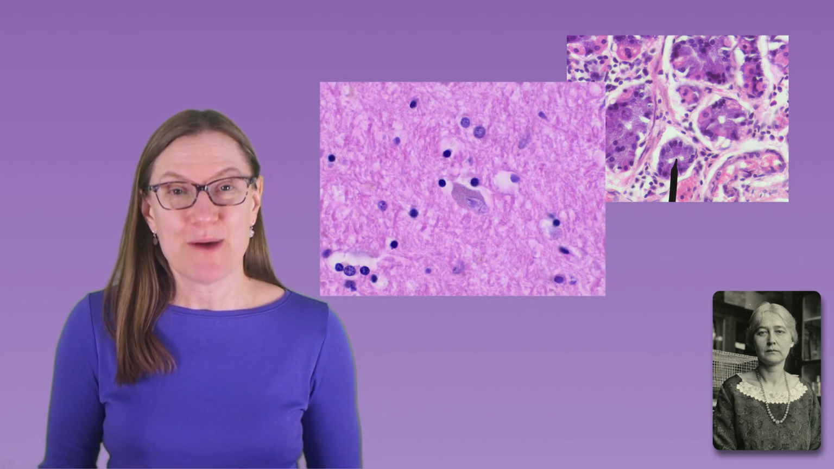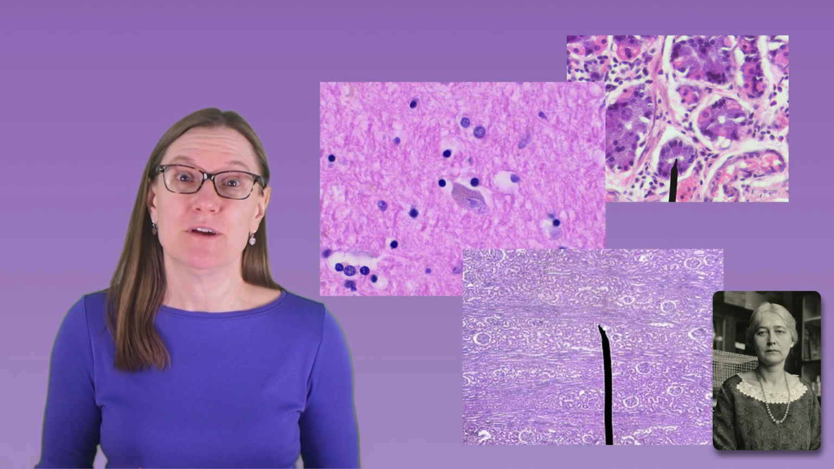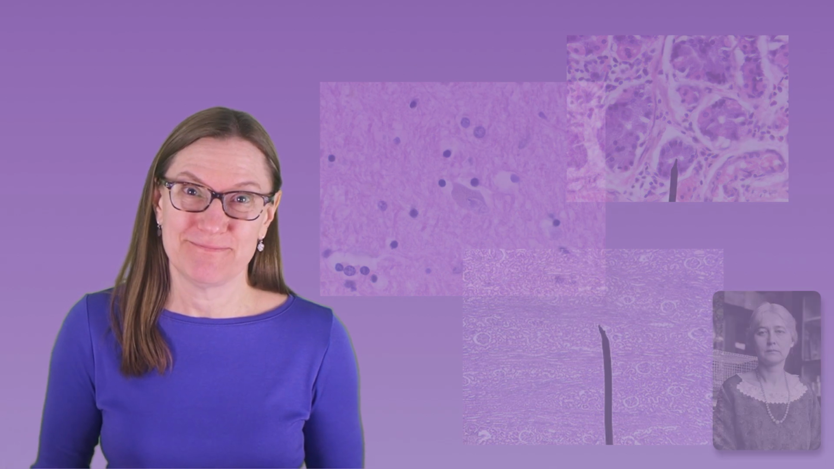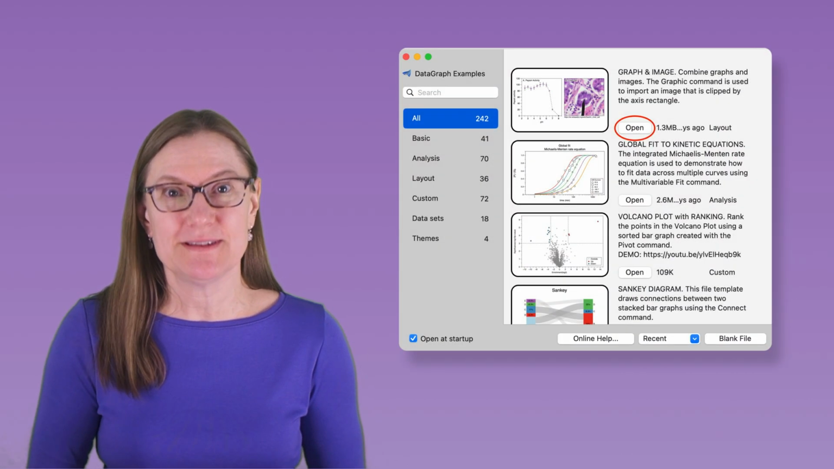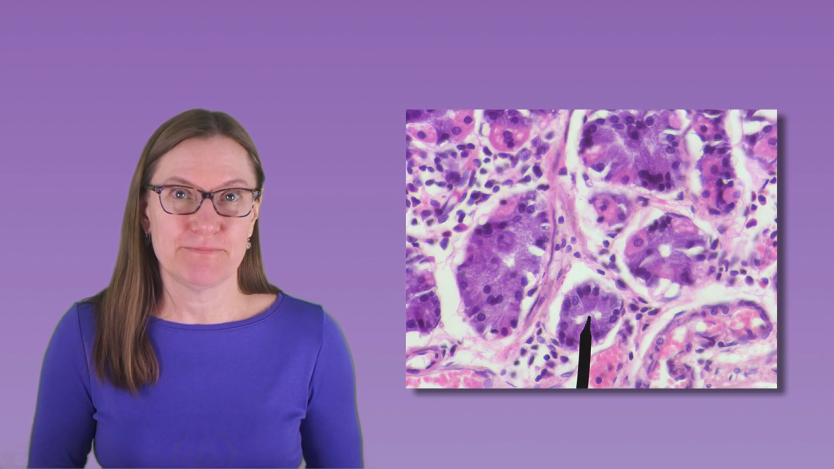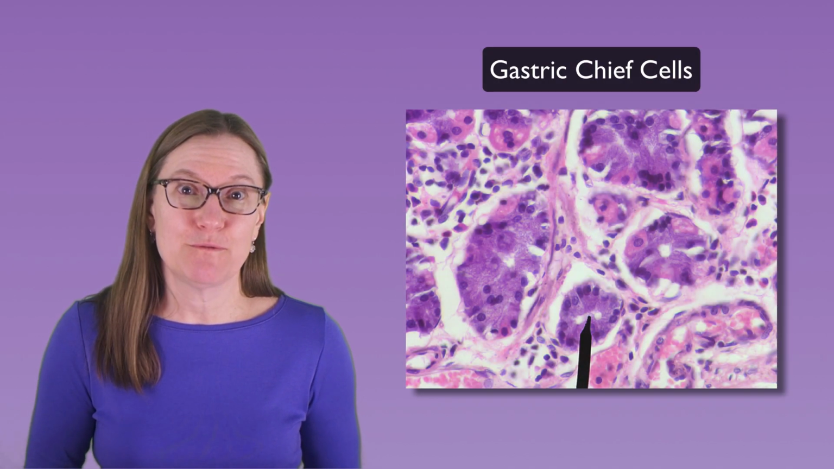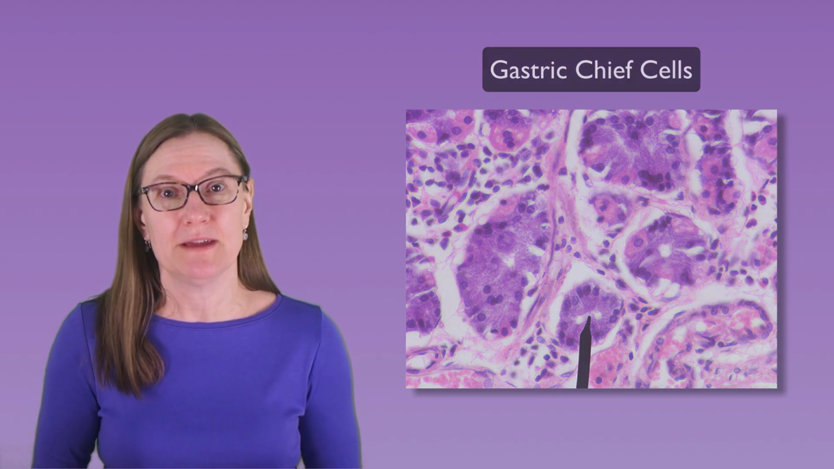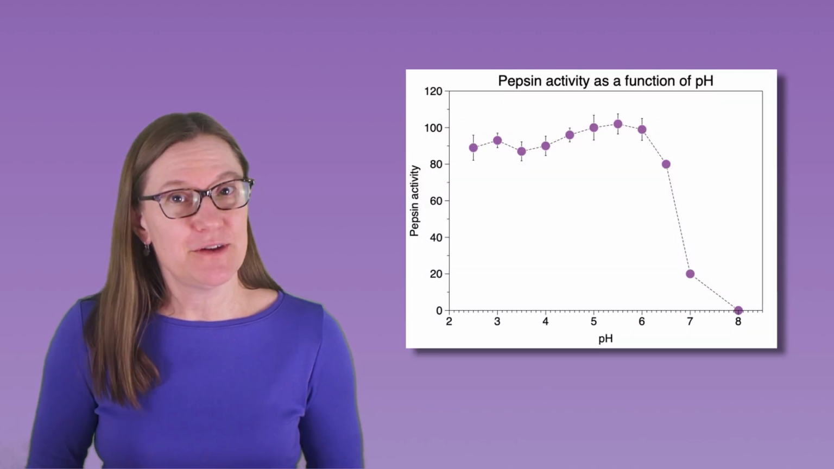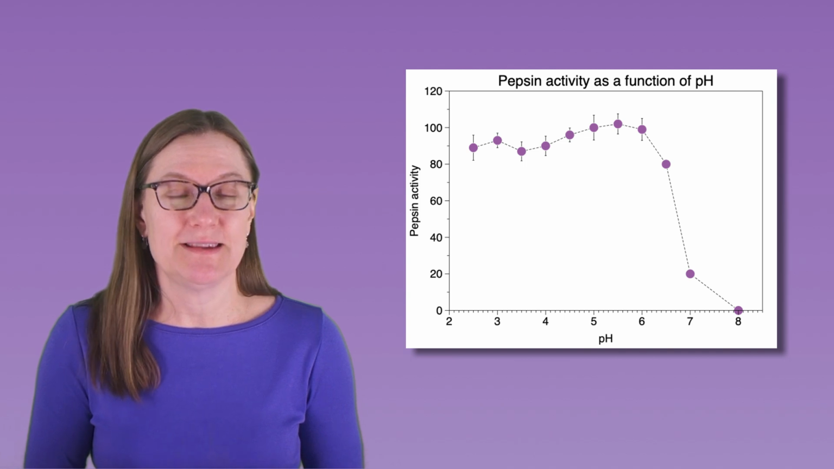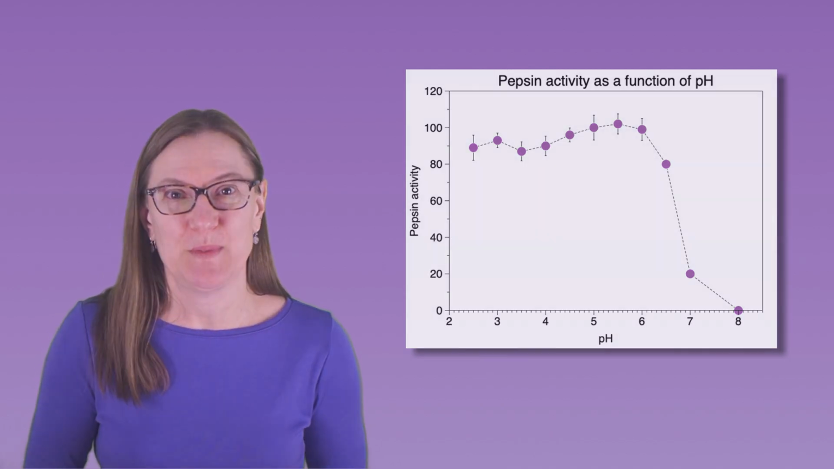Histology is the microscopic study of tissues, where tissues are often colorized in vivid colors such as reds and, yes, purples. You can get the file that we're going to create today from the online examples within DataGraph, and the image in that file is of a gastric chief cell. These cells are responsible for producing an enzyme called pepsin in our digestive systems, and pepsin is very important for breaking down proteins. From the data that you can see here, the activity of pepsin is also highly dependent upon pH.